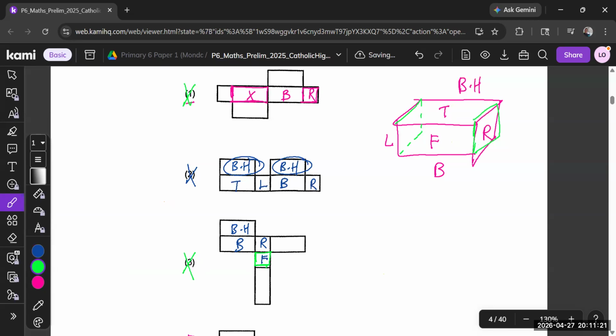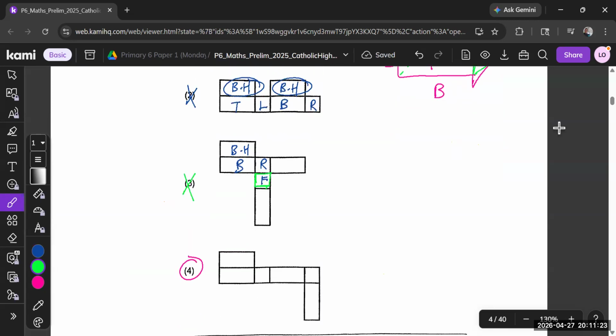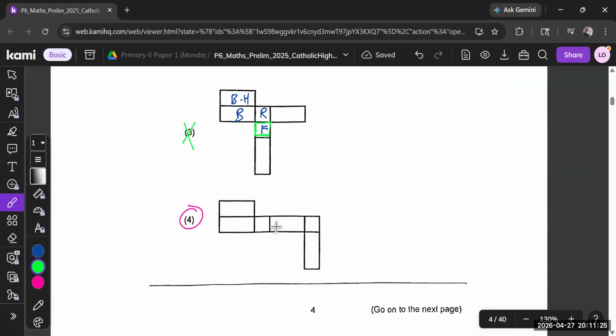Okay. Then number four. Number four, where is your front? Or let's choose the bottom. Where's the bottom? Bottom will be here. Bottom. Right. This is left. Okay. Then this is the front. You have to mentally visualize. Then this is your top, and this one will be the behind. You can put all the letters into the nets. So number four is the correct net.